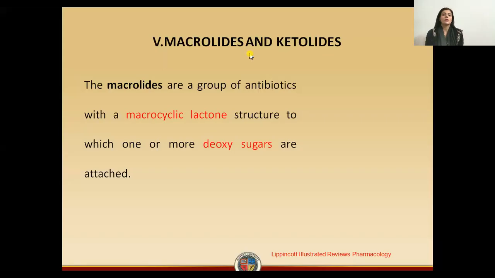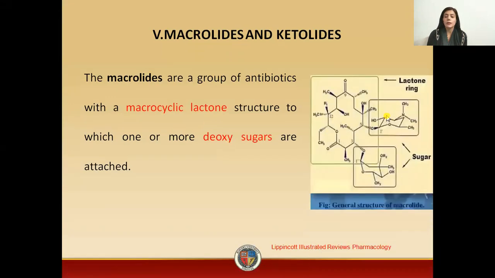In this lecture, we are going to discuss the antibiotics that are macrolides and the ketolides. Macrolides are basically the antibiotics which contain the macrocyclic lactone structure, and this structure is particularly attached to the sugar molecules which are the deoxy sugar molecules. So this figure is representing that we have this lactone, the larger ring, which is attached to the two sugar molecules or the deoxy sugars.